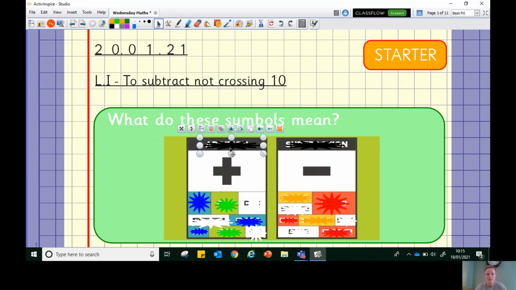Okay, that's right. This one is addition, which means add, plus, more, altogether, increase, total, sum. So if we're adding something towards it, giving it something else. So altogether, we increase the number, we make the number bigger.